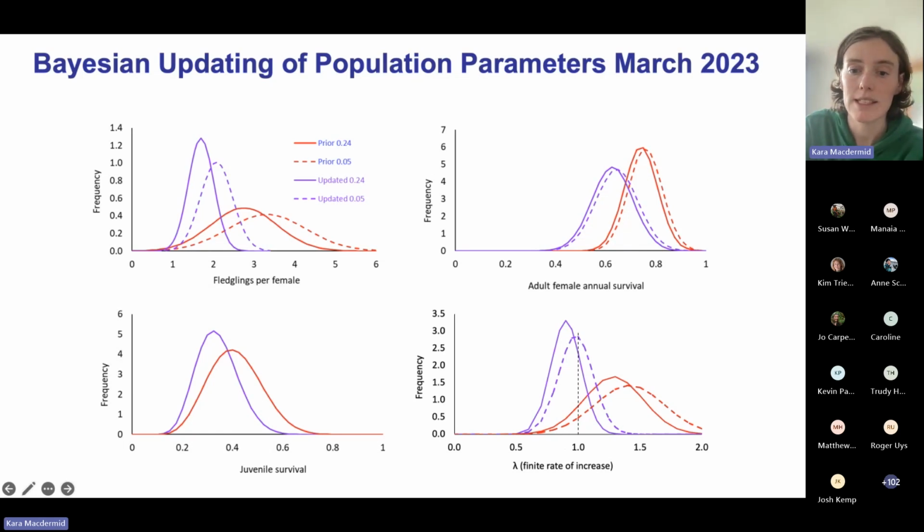And then we can see the lambda in the bottom right over here at the lower tracking rate is better than the 24% tracking rate, but the median lambda is still predicted to be about 1, so a stable population. But still, we have so much uncertainty about whether that population will persist, because it could go either way, really.